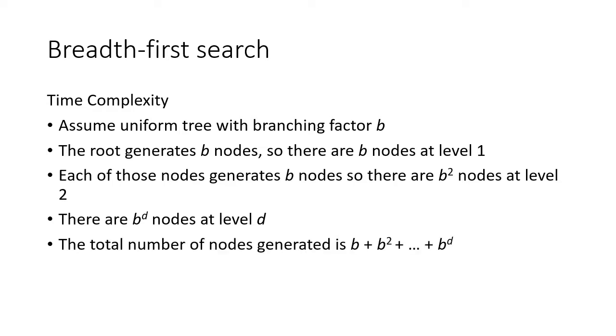And so the total number of nodes generated is b plus b squared all the way up to b to the d, which is the nodes at level d. Now, in considering breadth first search in terms of time complexity, we're looking at the worst case scenario where the goal node is the last node at level d. So the shallowest goal is at level d, and it happens to be the last node generated at that level. So we're looking at b plus b squared plus all the way up to b to the d in terms of the number of nodes generated.